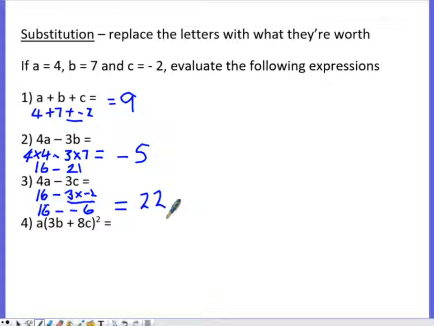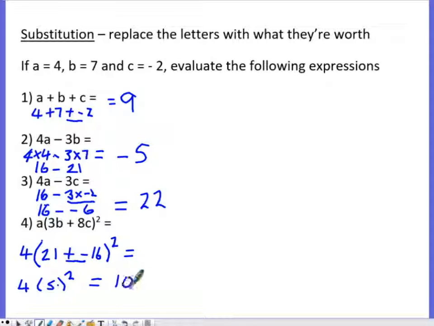In example 4, we need to use BIDMAS. We're still going to substitute, so the a is 4. Inside the bracket, we've got 3 times b, so 3 times 7, which is 21, plus 8 times c. c is minus 2, so 8 times minus 2, which is minus 16. And then we're going to square it. Well, inside the bracket, you've got 21 plus minus 16. Well, the plus and minus become a minus. So 21 minus 16, which is 5. We're going to do 5 squared, which is 25, and then times it by 4, which gives us 100.